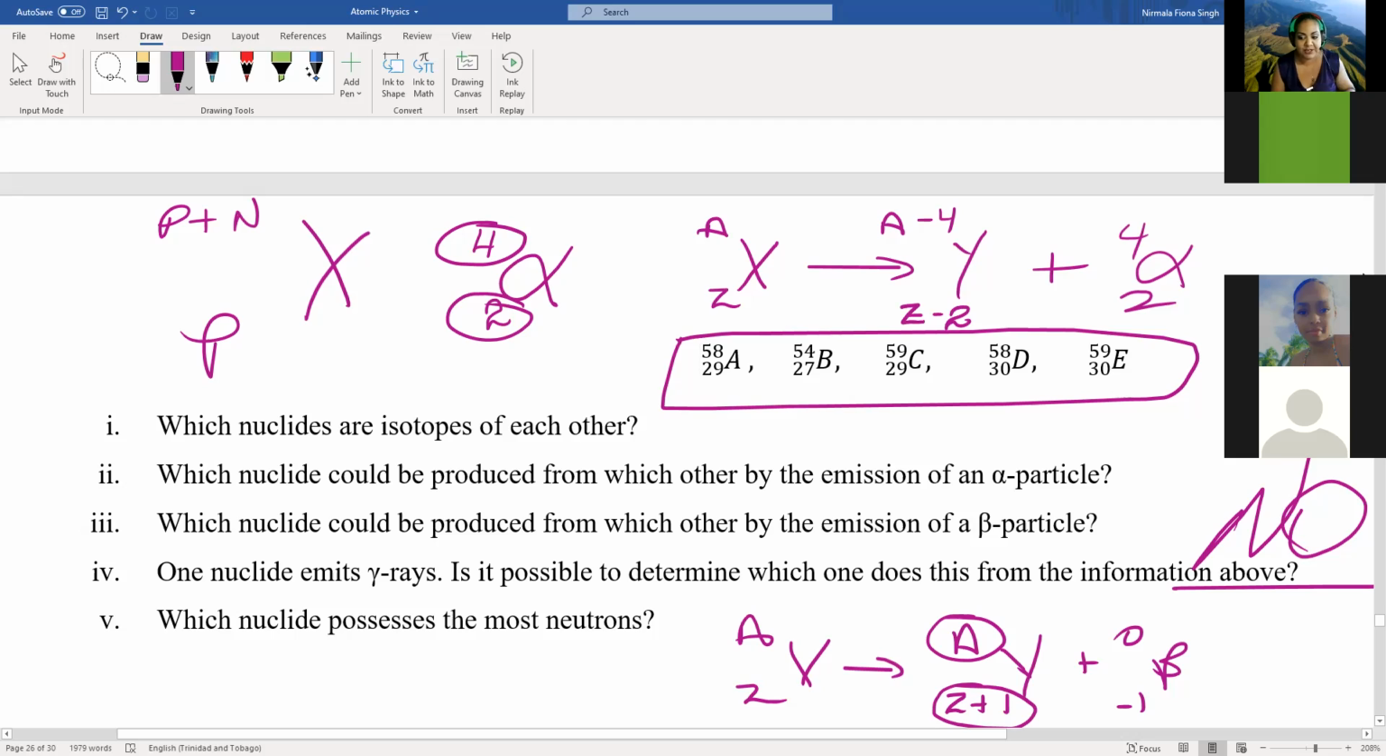Unless the equation says that gamma rays were given off, there is absolutely no way we can look at an equation and say, yes, that has gamma rays. No way, right? Because a gamma ray is not a particle, and chemical equations tell us about particles.